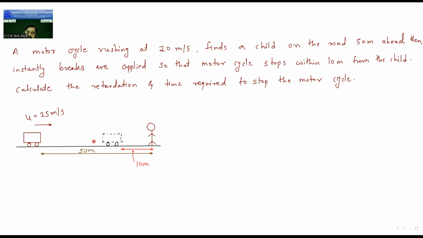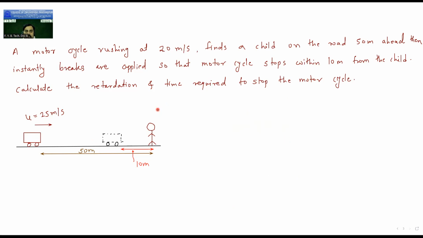Now first tell me, is this the problem of motion under gravity or linear motion? This is the problem of which type? It is linear motion. Okay, here there is no gravity. Why? Because the motion is horizontal motion. If the motion is vertically upward or vertically downward, then it comes under motion under gravity.